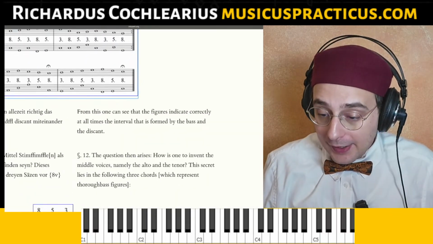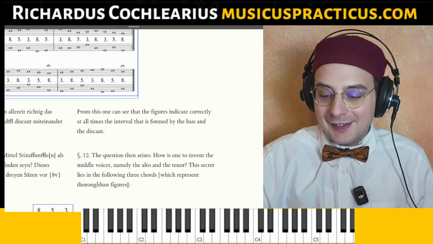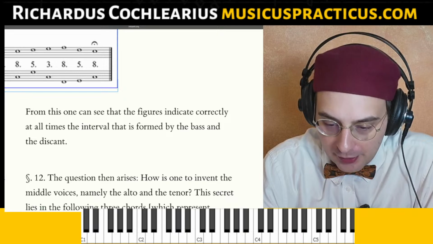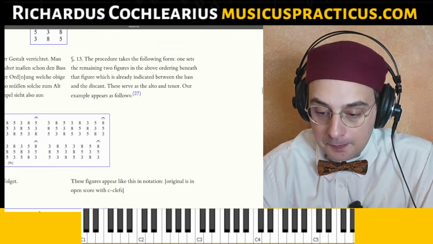From this, one can see that the figures indicate correctly at all times the interval that is formed by the bass and the discant.